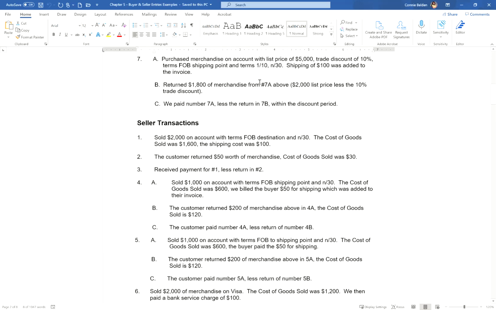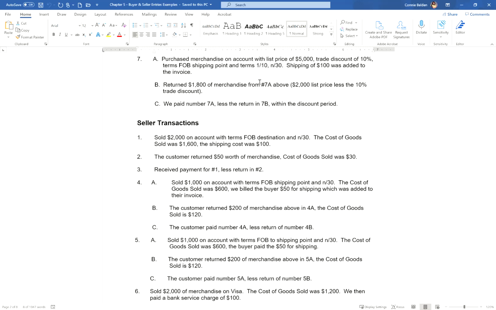Okay, in number 7, you purchase merchandise on account with a list price of $5,000. This one's going to have a trade discount of 10%. A trade discount is a discount that you might give to somebody that's purchasing items to use in their business. For example, Star Lumber might give a trade discount, in this case of 10%, to building contractors, but not give that 10% to regular customers like you and me.